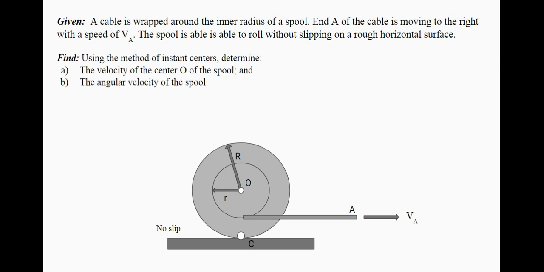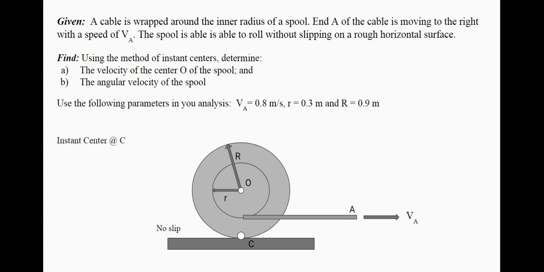We are asked to find the velocity of the center O of the spool and the angular velocity of the spool using the method of instant centers. We are given the values VA is equal to 0.8 meters per second, little r is equal to 0.3 meters, and big R is equal to 0.9 meters.